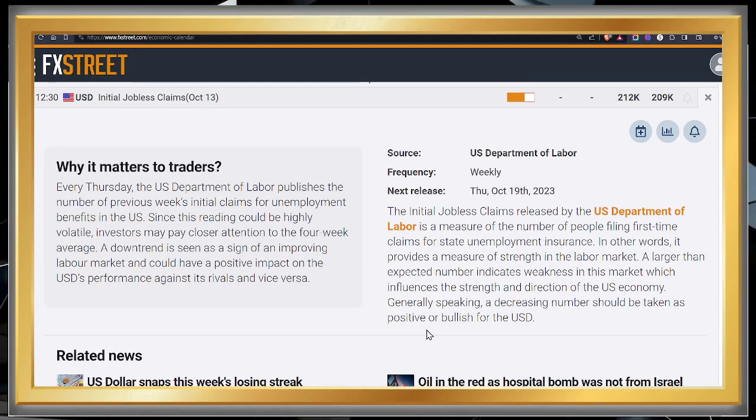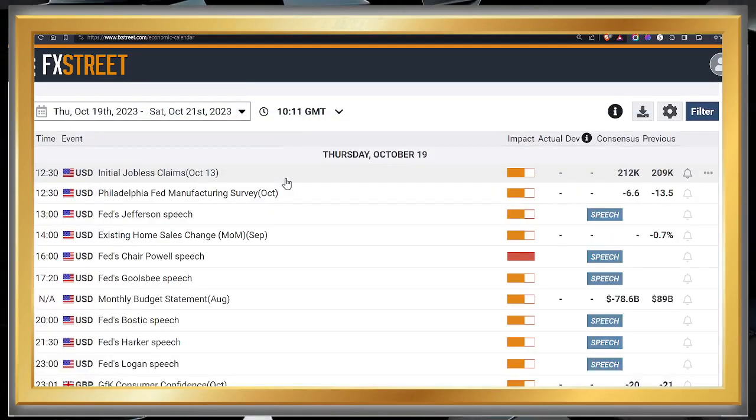And this figure here gives us a measure of the number of people filing first-time claims for state unemployment insurance. So a larger than expected number indicates weakness in this sector, which of course influences the strength and direction of the US economy. So generally speaking, a decreasing number should be taken as a positive or bullish signal for the US dollar.